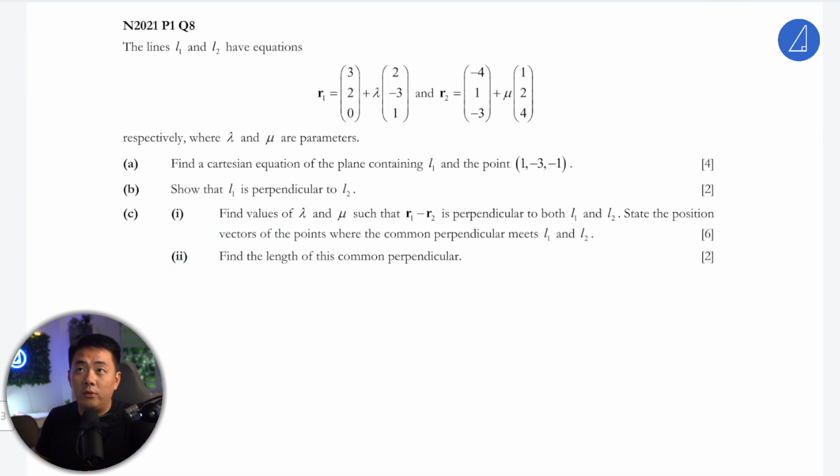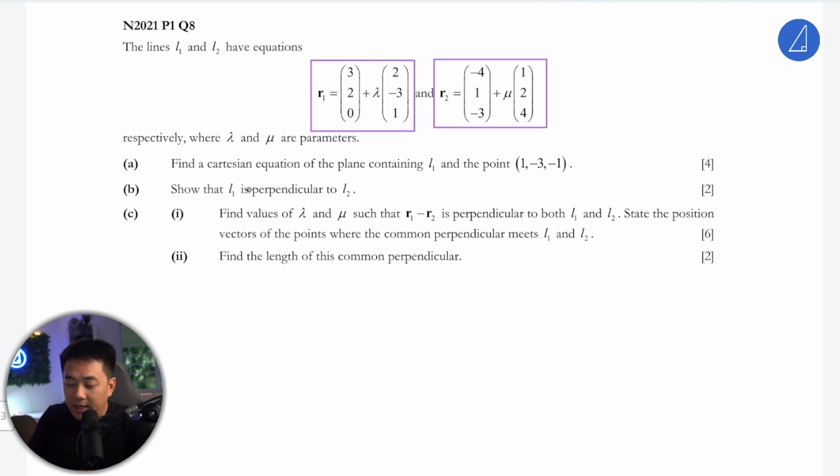Alright, students, so let's look at this question which is on vectors. Let's see how we can do this proficiently. You're given that L1 and L2 are given by these two equations here. Then, find the Cartesian equation of the plane containing the line L1 and the point here. So I think this is quite okay.